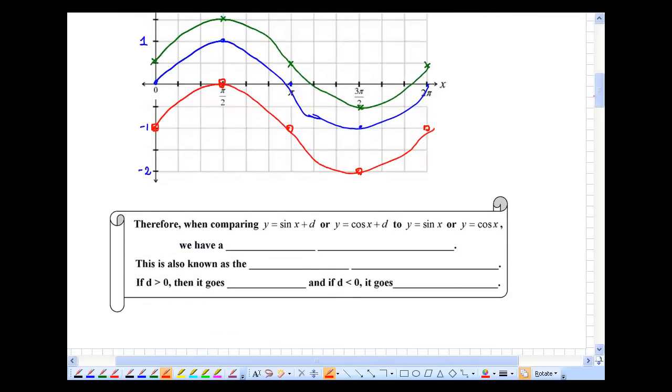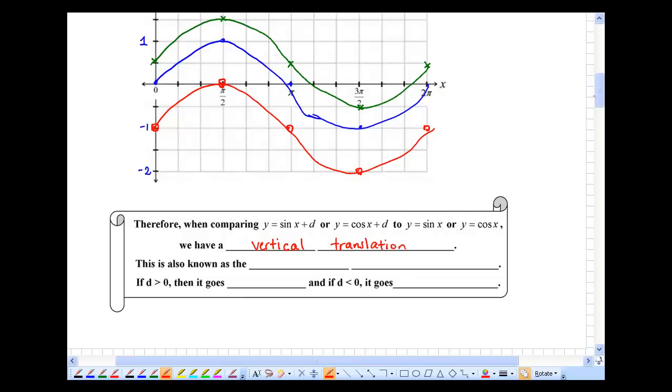I hope they're as colorful as mine. Let's just quickly summarize before we move on. When comparing y equals sine x plus d, or I could say cosine x plus d. I just used sine in this example, but we can use sine and cosine. What happens is you now have a vertical translation.